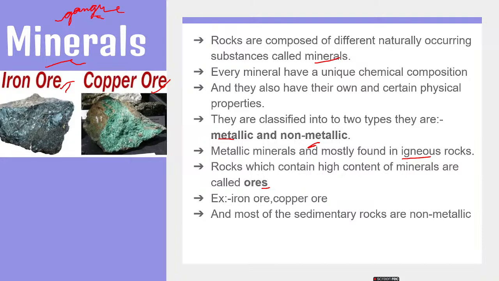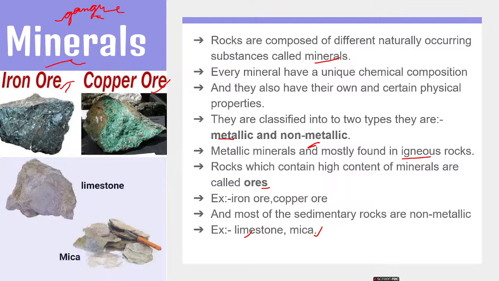is more than the loss. Now we shall see about non-metallics. Non-metallics are nothing but limestone and mica, which are sedimentary rocks. And here these metallic rocks are mostly found in the form of ores, and these non-metallic rocks are mostly found as sedimentary rocks. As an example, here you can see in the image, this is limestone and this is mica.